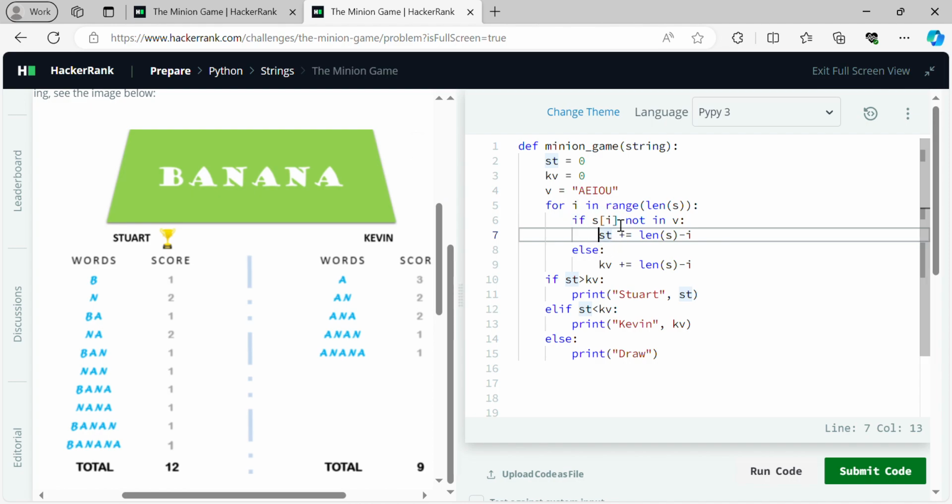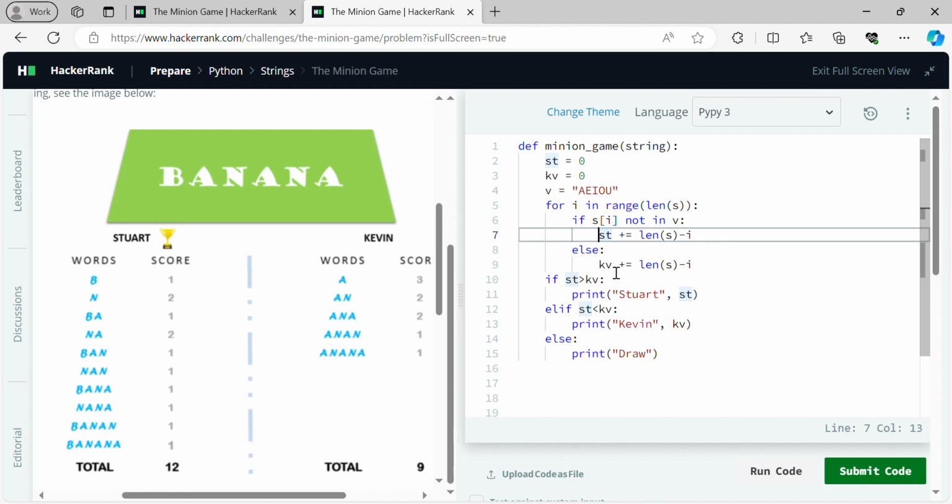s of i not in v, the 0 condition was completed, and the next iteration was 1. s of 1 not in v. If you check here, s of 1 is a. a is in v, we can check, a is there. You can watch the video repeatedly to find the exact point. So s of 1 means a not in v, we are saying, but actually a is there, so this condition is false. We are going to the else condition.